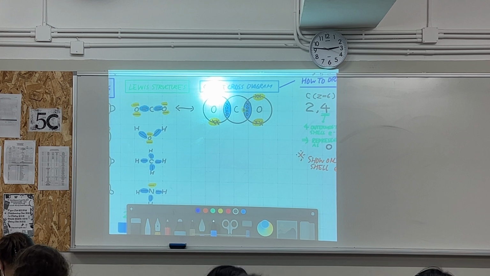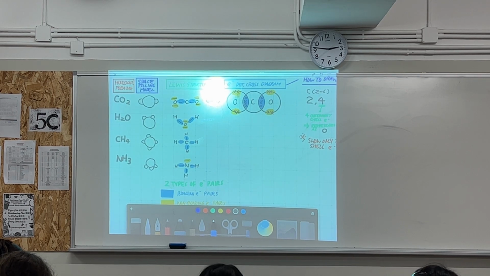Just like I always say, because I like to write the least amount of things as possible, this structure is way simpler, right? If you draw this, maybe the whole structure is completed in 10 seconds. But this one, maybe 30 seconds. And it gets worse, especially when the molecule grows larger. If you have to draw the electron cross diagram every time you're given a molecule, you will not have time to finish other questions. So this is why sometimes we like to draw Lewis structures.